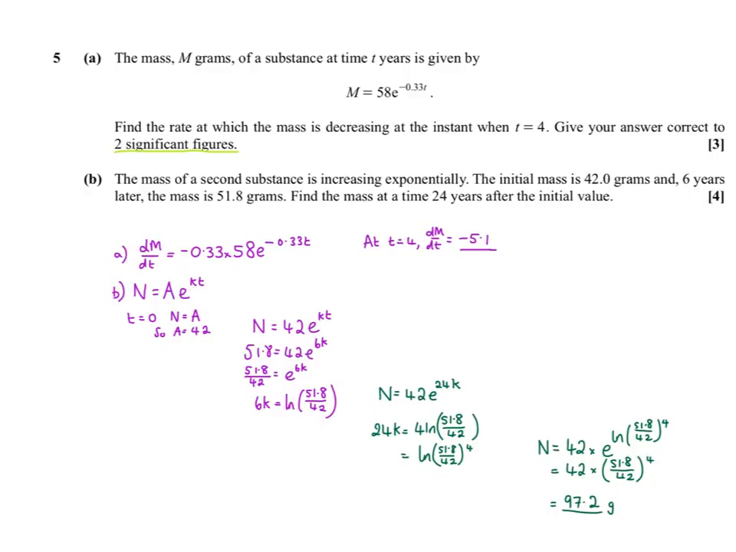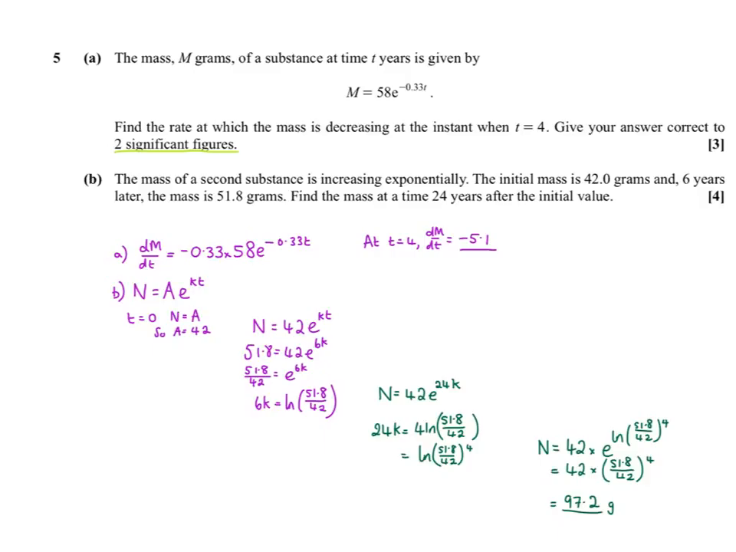Then we've got a second substance. I'm going to call that n. When it's increasing exponentially, I get a function of this form. When the time is 0, my mass is 42. Now when I put t is 0 in here, e to the 0 is 1, so I just get n is a. So when t is 0, n is a, and I want that to equal 42. So a must equal 42.